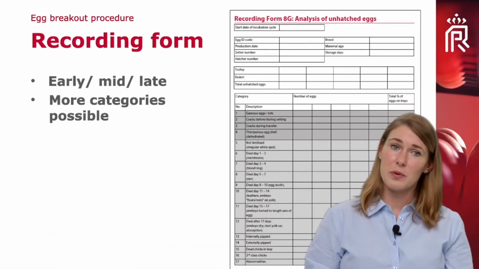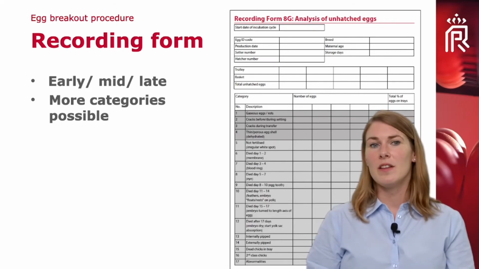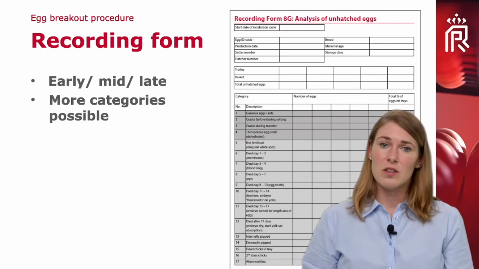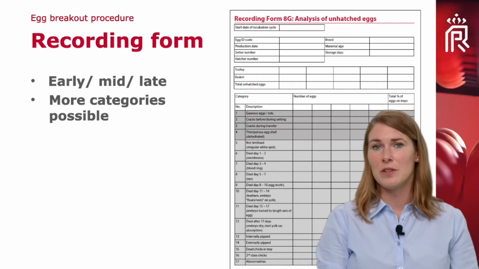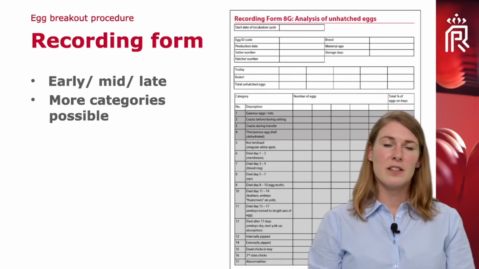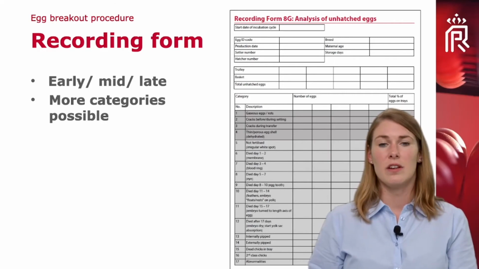Now, of course, we also have a recording form for this. You can do an egg breakout as extensively as you'd like. Some people just really want to do it the quick and dirty way. They want to write down the early, the mid, and the late deaths. There's lots of more categories that you can use.